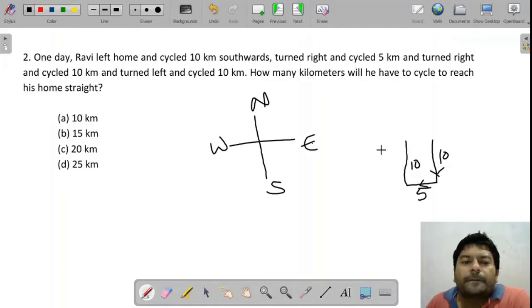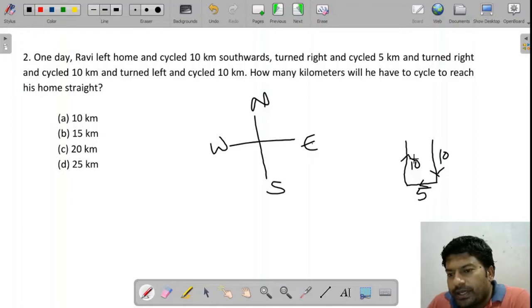Next, he turned left and cycled. From here, first he traveled south 10 kilometers, turned his right. This is his right. He was facing this side, south. Again he turned right and traveled 10 kilometers. From here, what has he done? He turned left and cycled 10 kilometers again. This is his left.